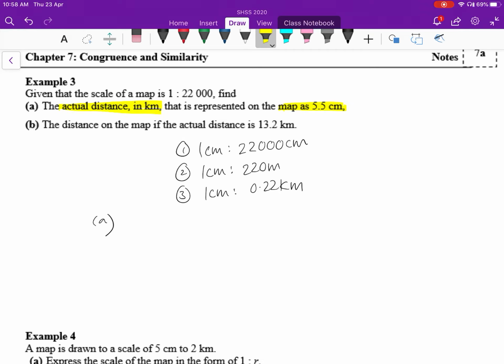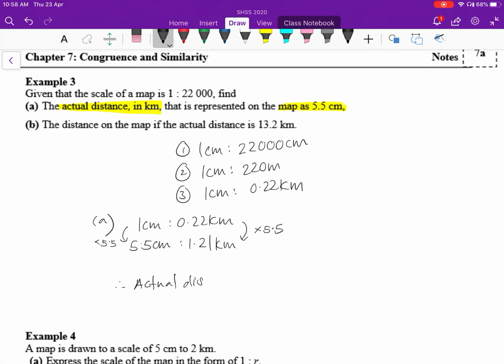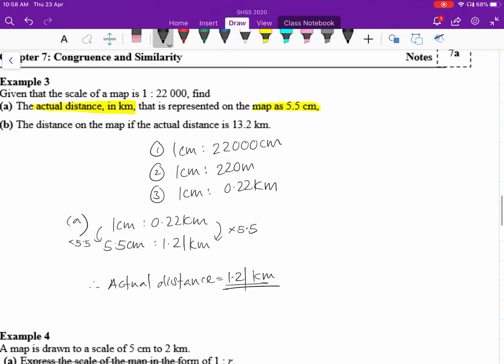Again, I'll use number 3. 1 cm is to 0.22 km. So I want 5.5 cm. So I multiply by 5.5. The right side I also need to multiply by 5.5. I get 1.21. I cannot leave my answer like that. I'll just write, therefore, actual distance is 1.21 kilometers. Alright, that's part A.